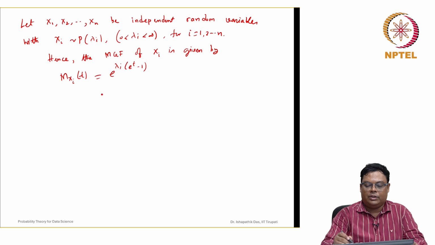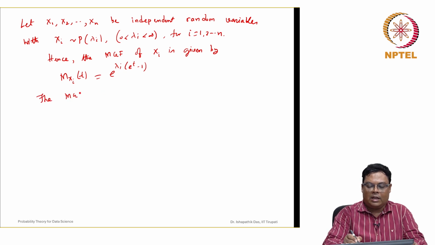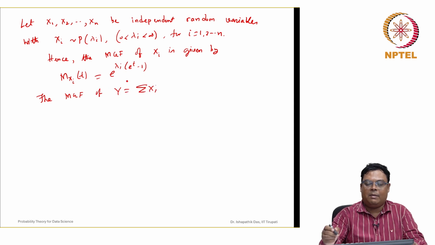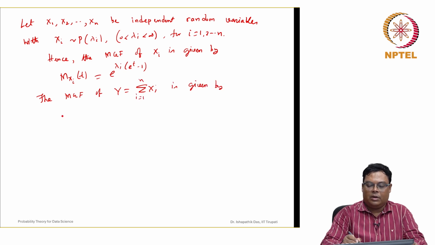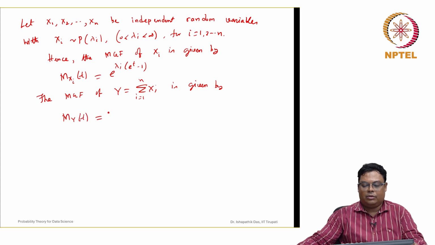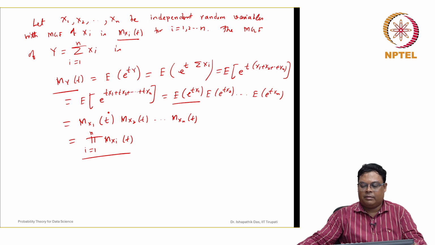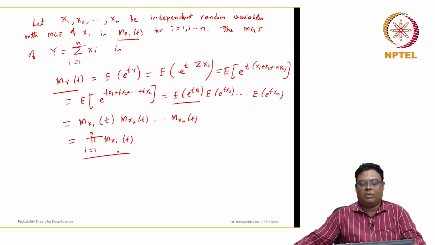Now we will use this theorem. Hence the moment generating function of Y, equal to the summation of Xi for i equal to 1 to n, because they are independent, is given by M_Y(t). These things we have already done. In this theorem, whenever X1, X2, ..., Xn are independent random variables with moment generating functions M_Xi(t) in general, M_Y(t) will be nothing but the product of their individual moment generating functions.